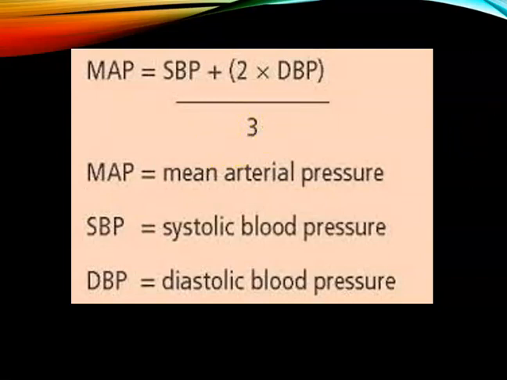MAP is often used as a surrogate indicator of blood flow and is believed to be a better indicator of tissue perfusion, like what I was talking about before, than the systolic blood pressure, as it accounts for the fact that two-thirds of the cardiac cycle is spent in the diastolic phase. So a MAP of 60 or greater is believed to be needed to maintain adequate tissue perfusion.